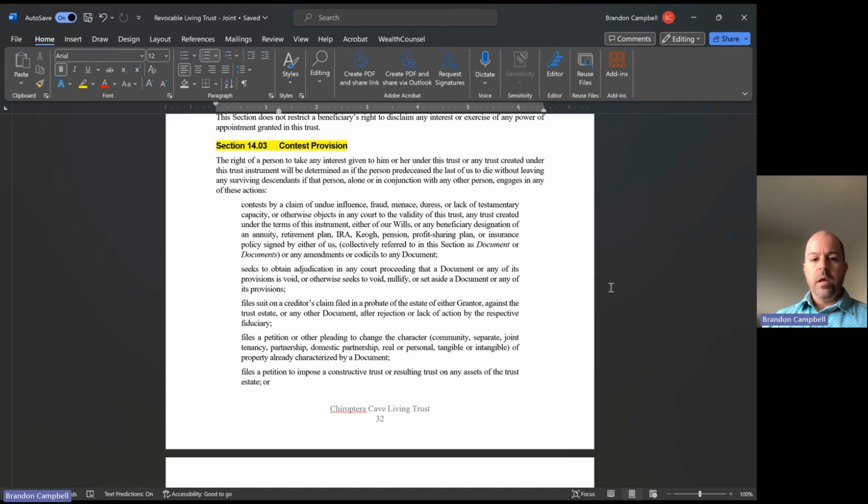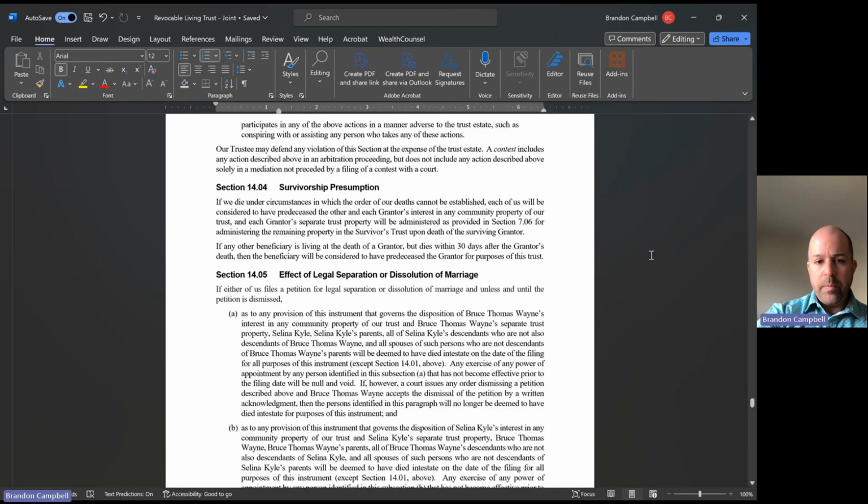Contest is authorized by state law, and I have found over my career that it works 100% of the time. If people find out that they're about to get disinherited, they're going to stop. They're going to come to the table, they're going to sit down, and they're going to figure out a solution because they don't want to lose everything fighting over a little bit.